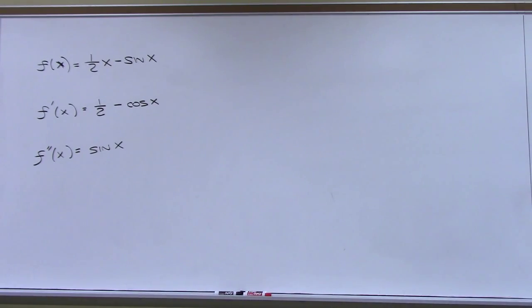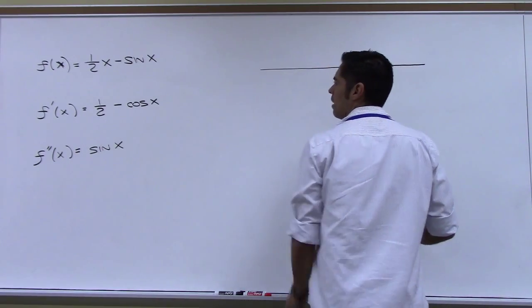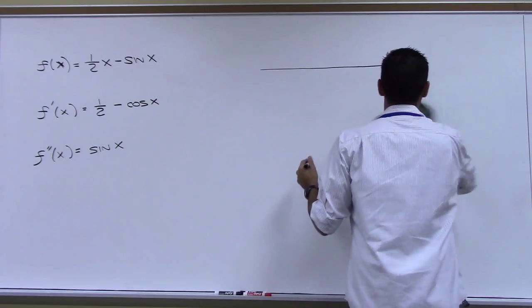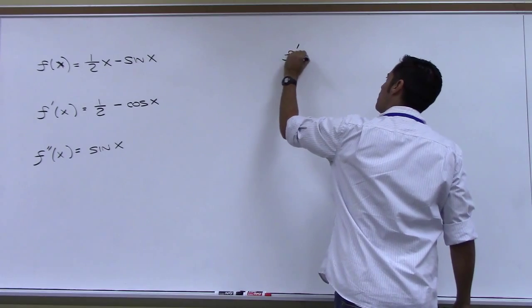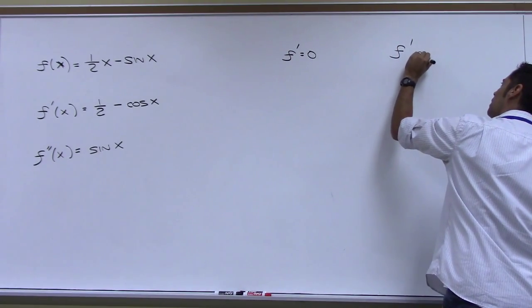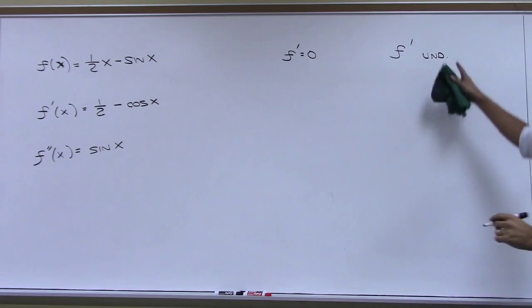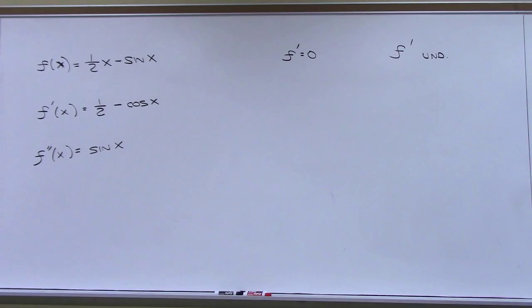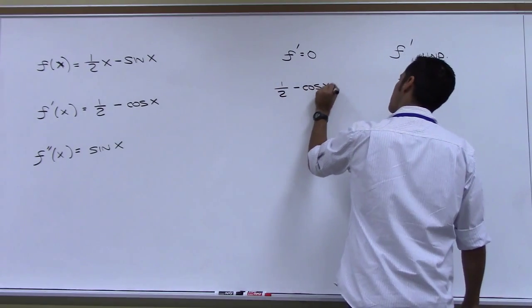Okay, so let's now get a number line. Oh, wait, I should solve the equation first, huh? Sorry. Yeah. Let's see, when is f prime equal to 0? When does f prime not exist, right? Undefined. I've been using UND for undefined. So where is it 0? I put 1/2 minus cosine x equals 0.